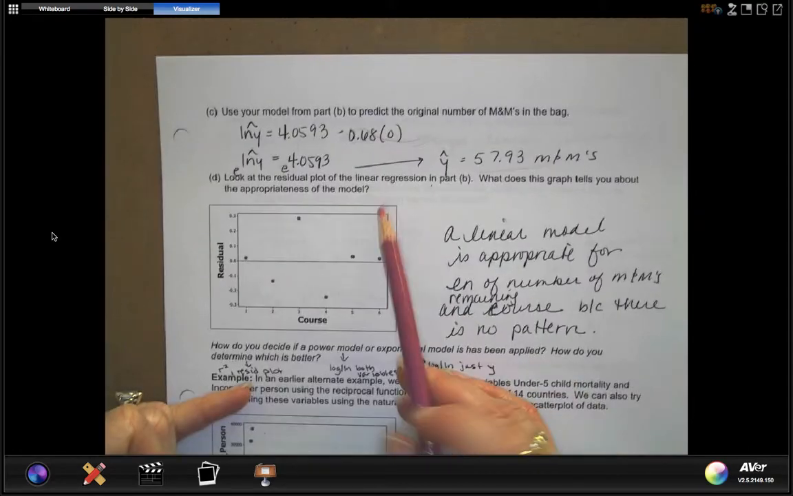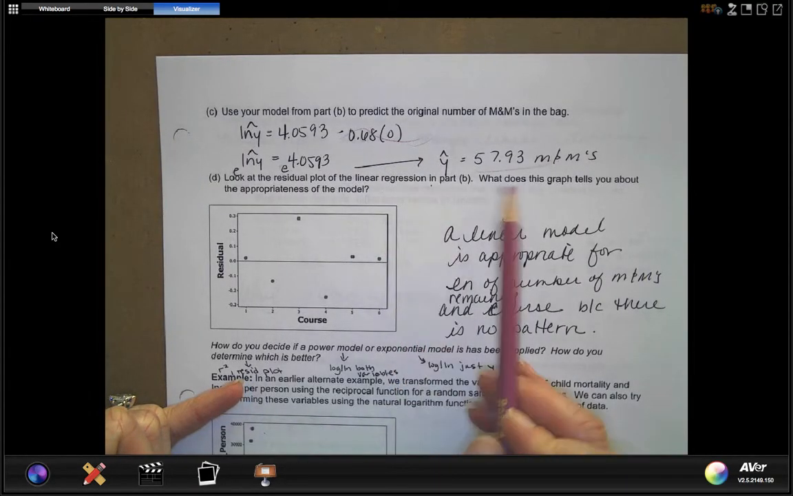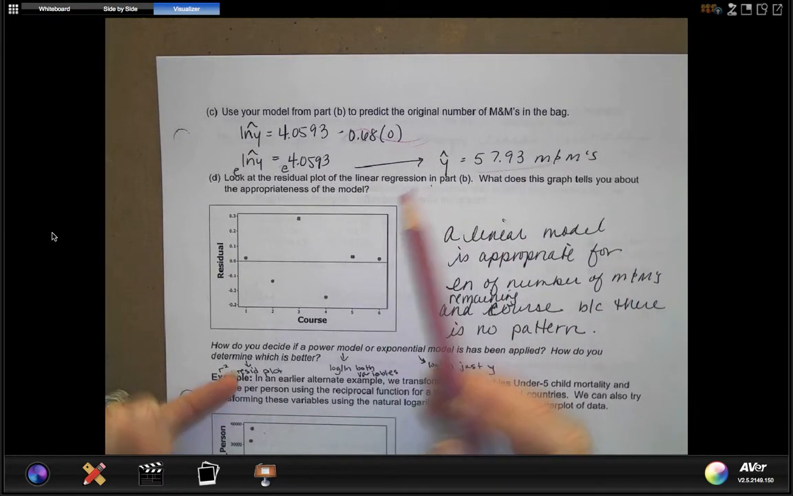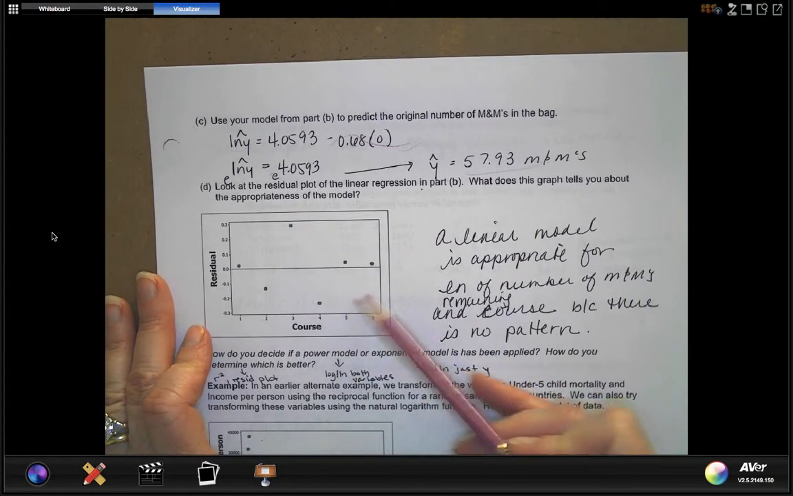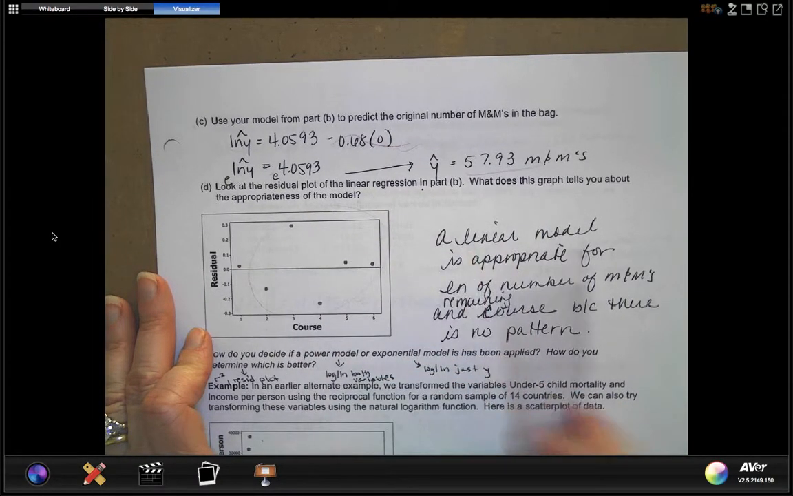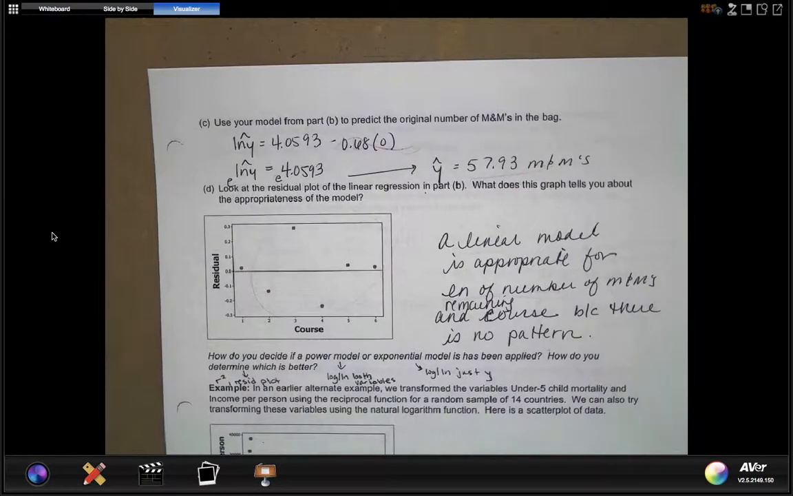Here's your residual plot. So look at the residual plot. What does this graph tell you about the appropriateness of the model? So again, in the residual plot, we want no pattern. So a linear model is appropriate for the natural log of number of M&Ms remaining and course because there's no pattern in the residual plot.